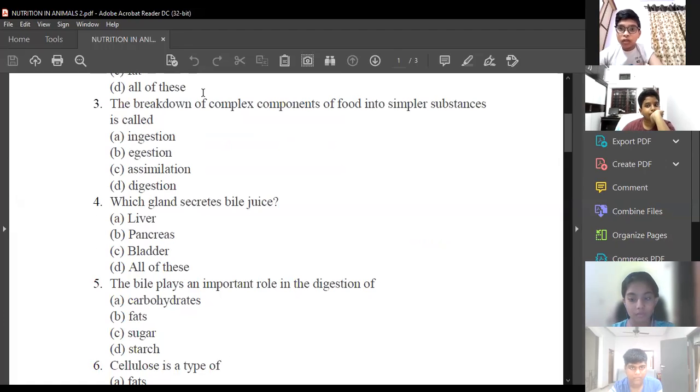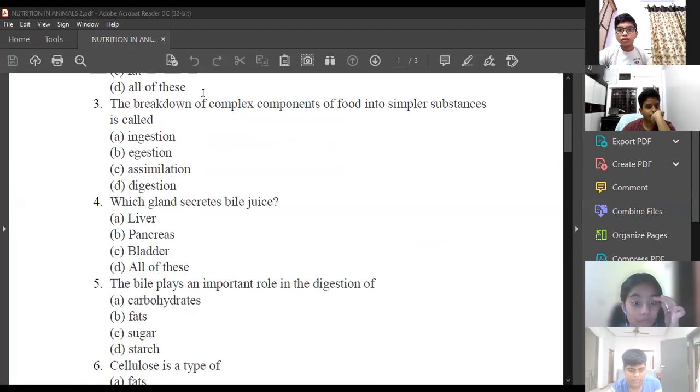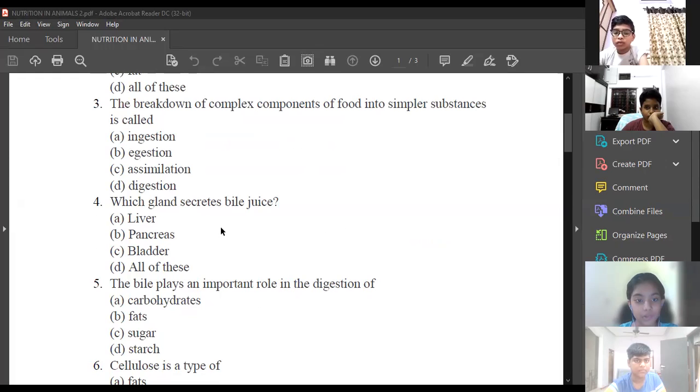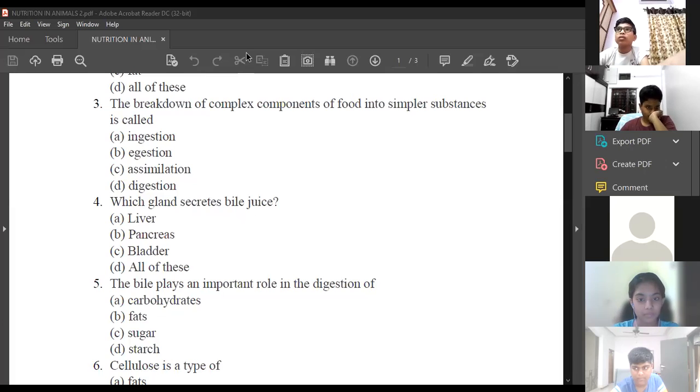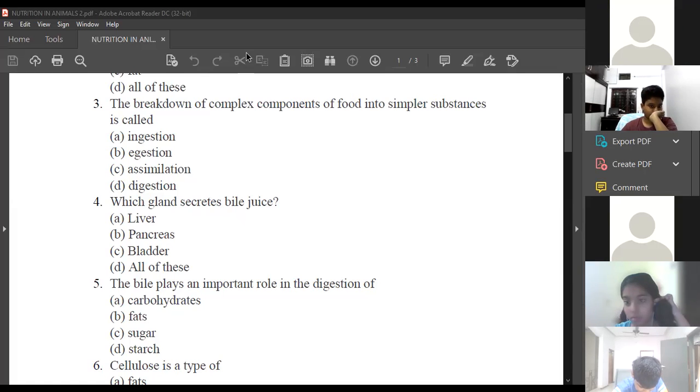Which gland secretes bile juice? Sir, liver. Liver secretes the bile juice. Okay. Where will that bile juice be stored in the body? Stomach? Is it stomach? Yes, sir. Gallbladder.